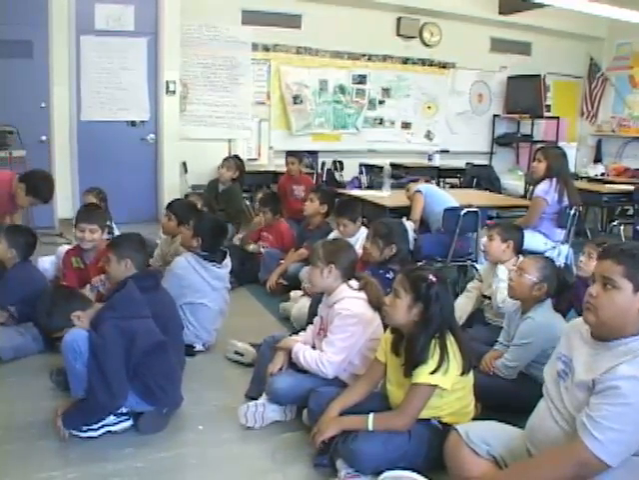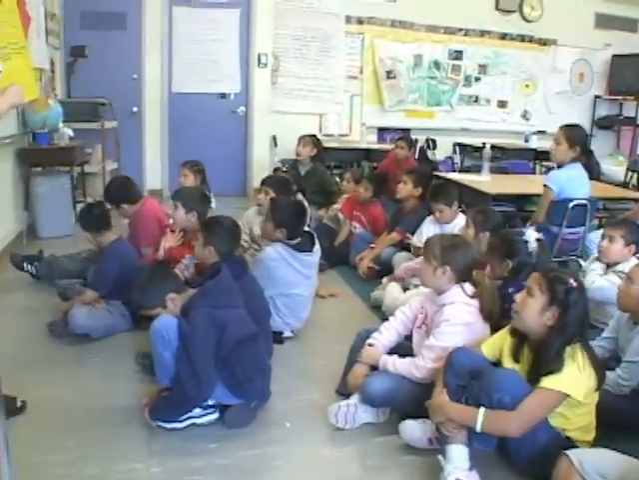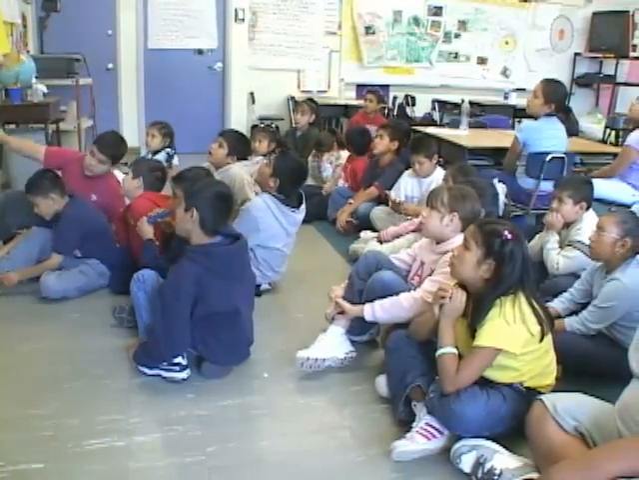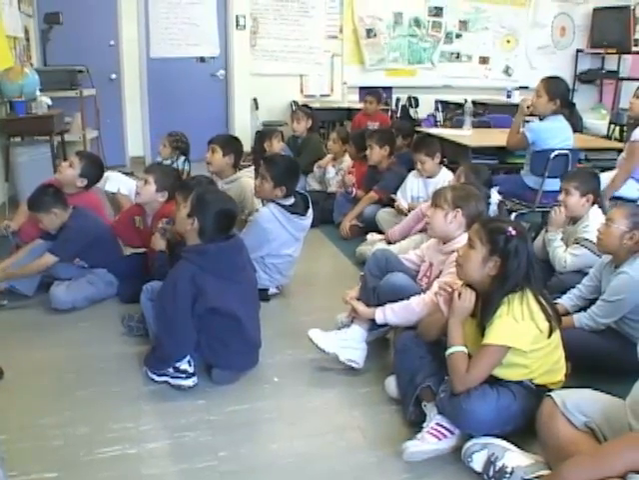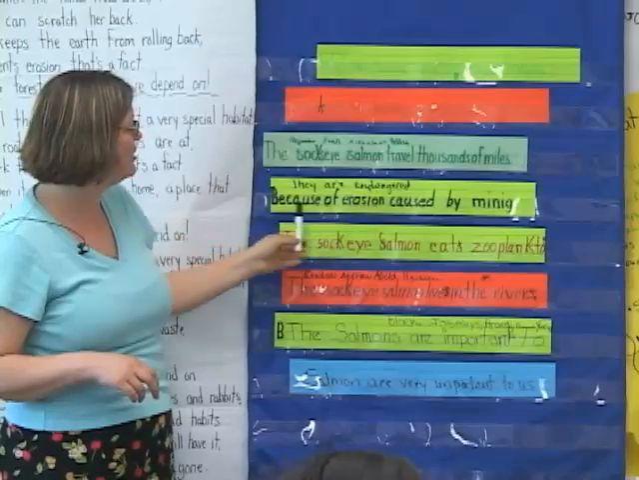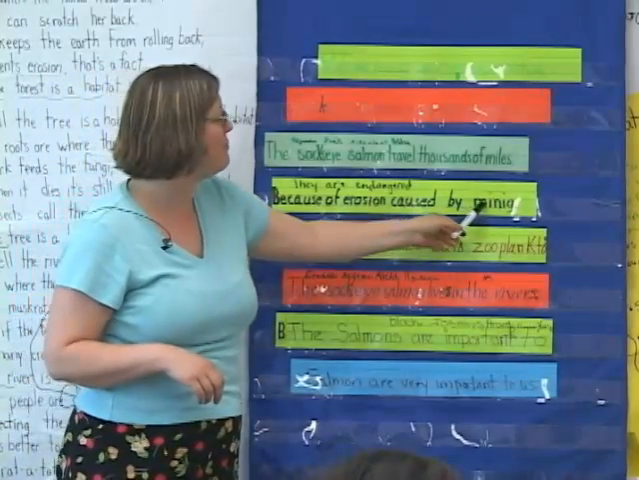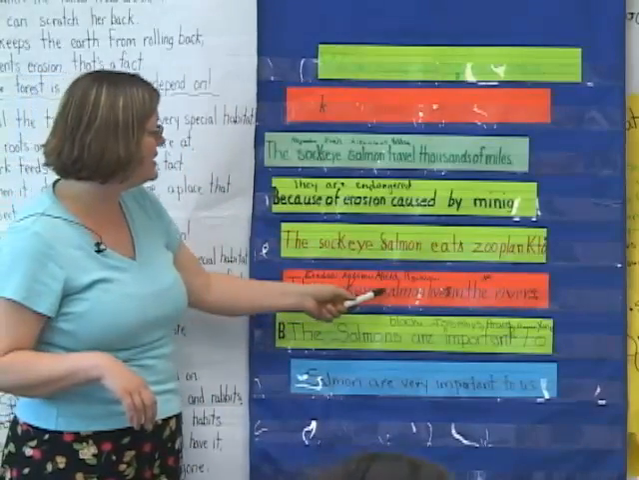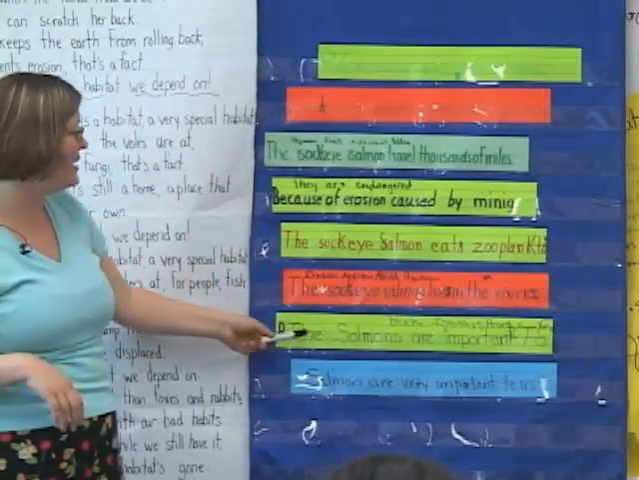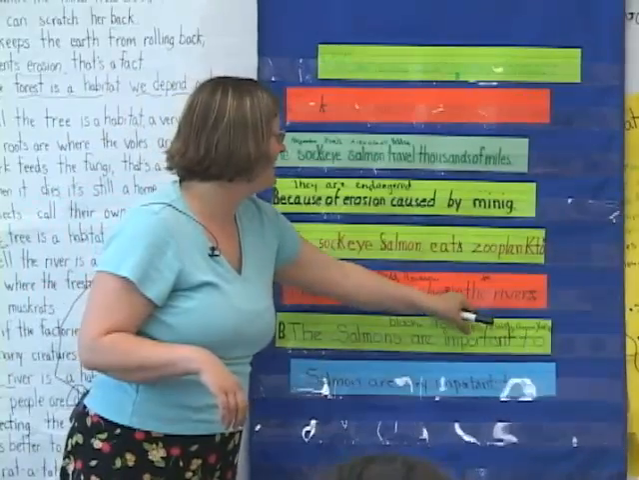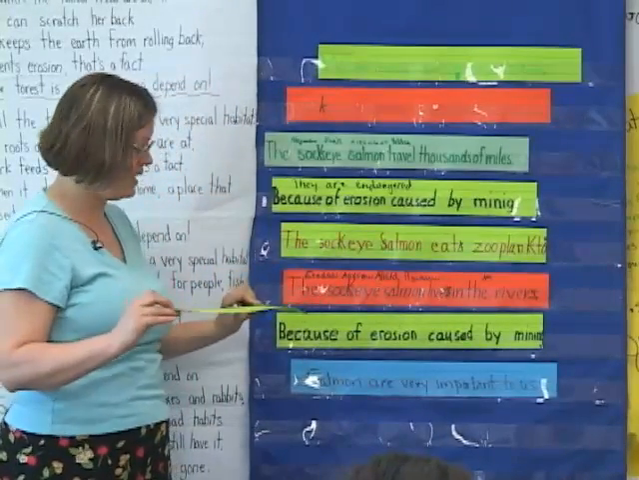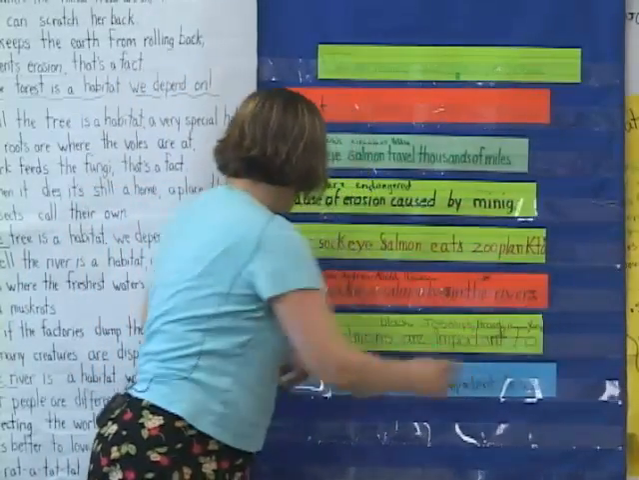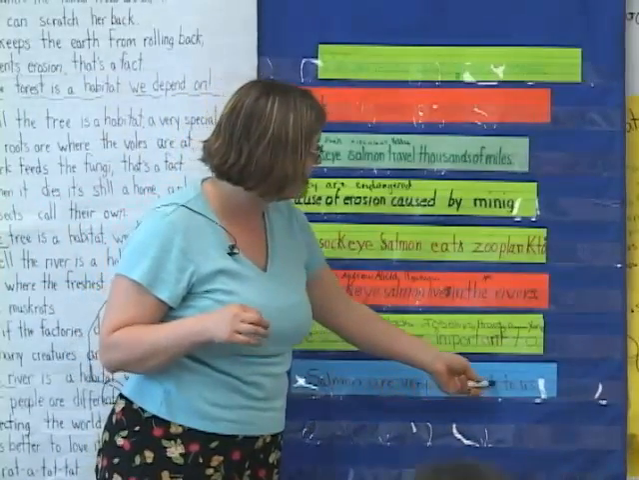Okay, so let's read together. Ready? We are learning about sockeye salmon. Sockeye salmon are bony fish. The sockeye salmon travels thousands of miles. They are endangered because of erosion caused by mining. The sockeye salmon eat zooplankton. The sockeye salmon live in the rivers. The salmon are important to, let's see, the forest because it gives nutrients to the ocean and rivers. And salmon are very important to us.